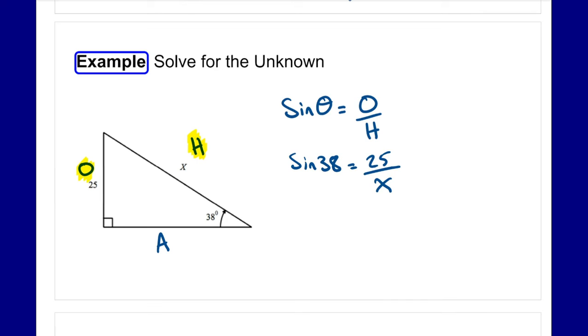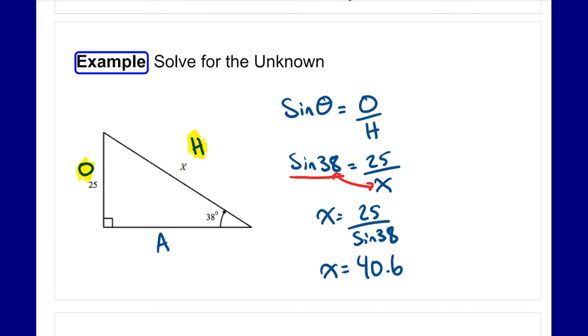Now that I want to solve for x, this is the other situation we may come across. We can switch the two parts. I can switch sine 38 with x, and now I can solve. So 25 divided by sine 38 is 40.6. So that is the other type of procedure that you might go through.